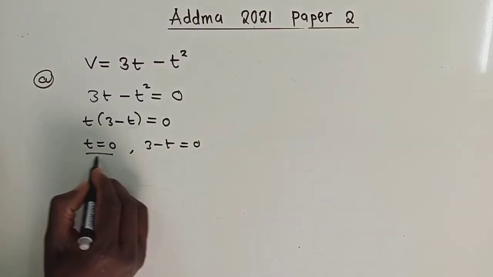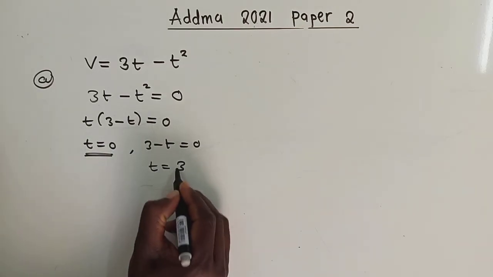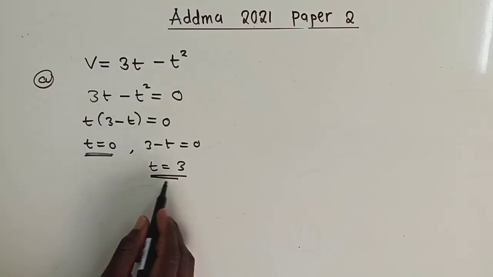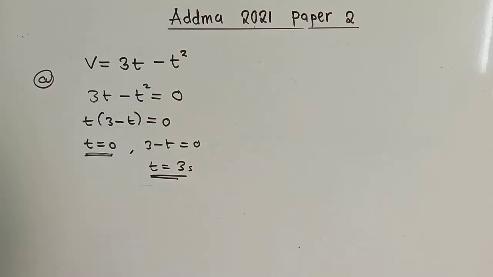So here we have found the value of t, which is equal to 0. The value of t here is 3 right here. So 3 seconds and 0 right there. So for question A, these are the two solutions.